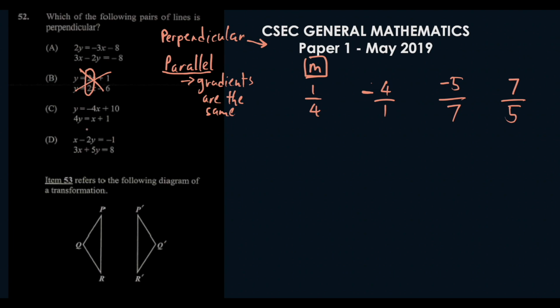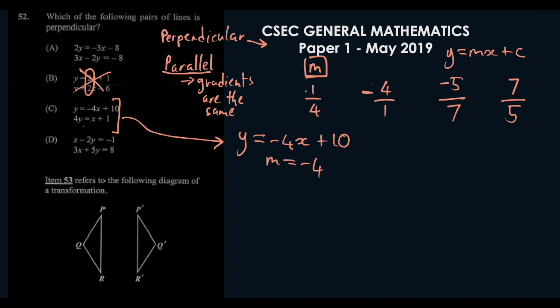So remember, in order for us to appropriately know what the gradient is, we need to look for equations where y is the subject. We need to make y the subject. So this one here is another one where y is the subject: y equals negative 4x plus 10. Back from the equation earlier, y is equal to mx plus c, m being the gradient, c being the y-intercept. In this case, the gradient is negative 4.